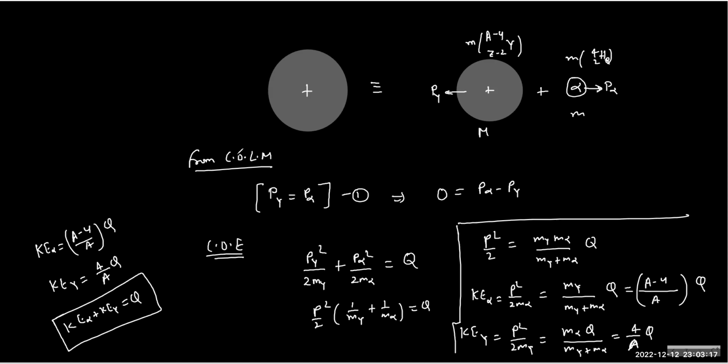JEE-Mains 2021: just apply the formula, you will get the answer in one line. In fact, they had given the Q value. Is this clear? It's very simple. In alpha decay, whether you're writing BITS Pilani examination, JEE Advanced or JEE-Mains, remember this formula. That's it. A minus 4 by A into Q, 4 by A into Q. That's it.